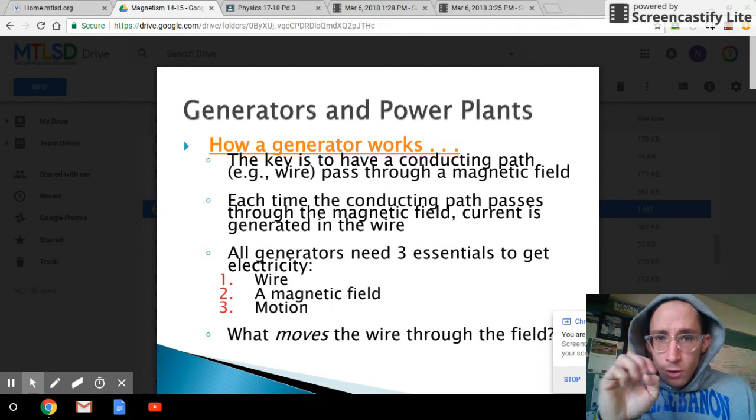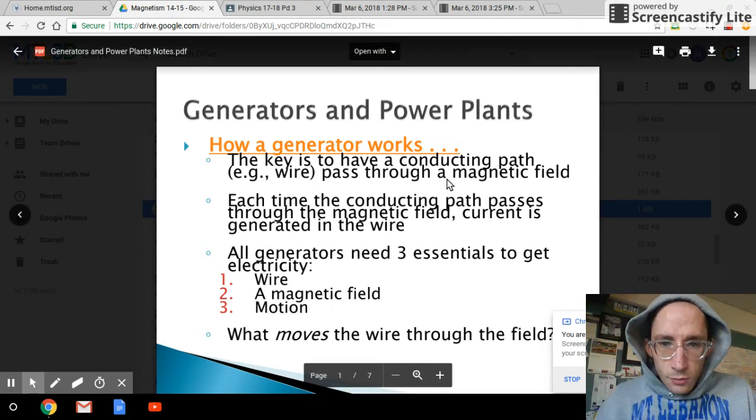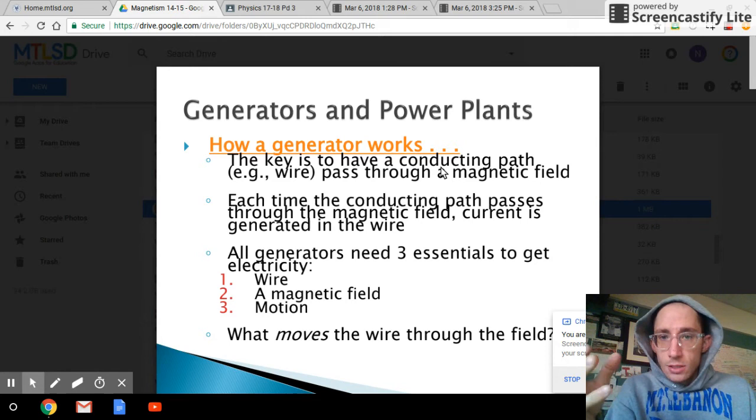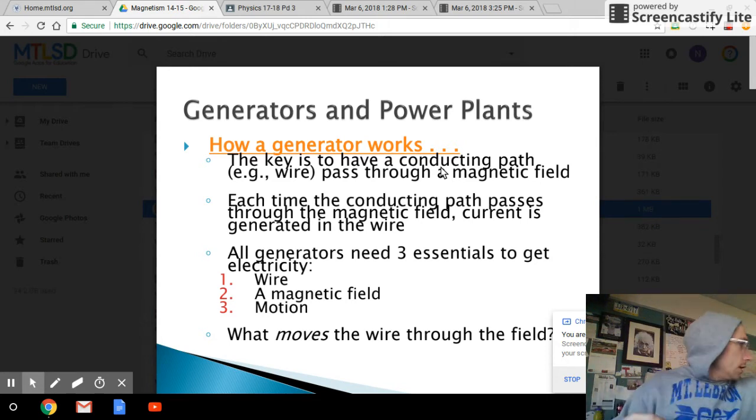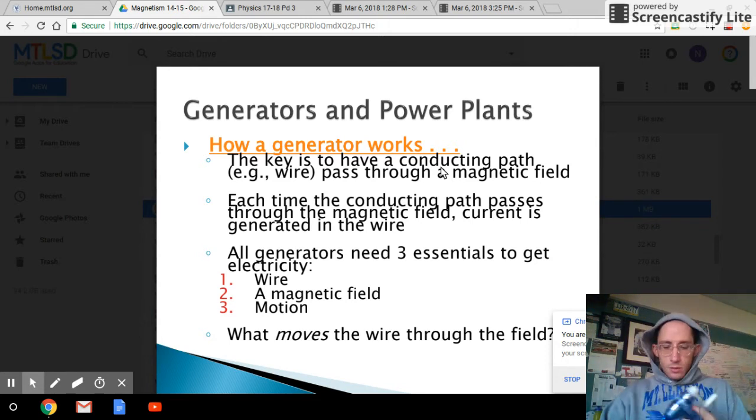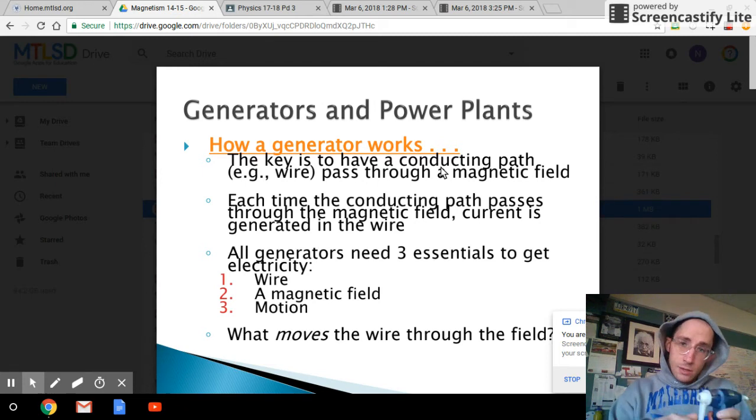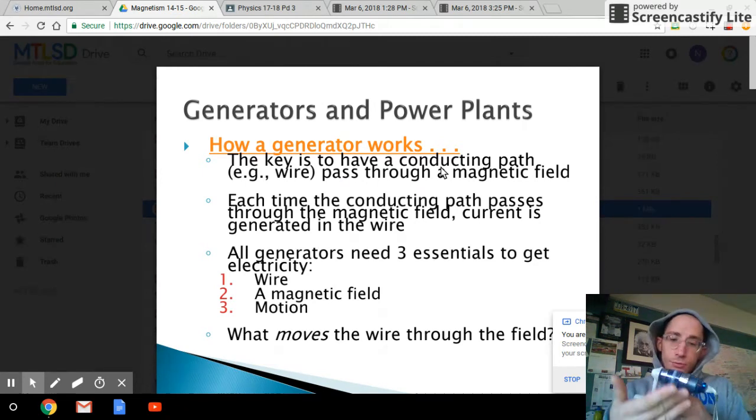This is generators and power. We're going to start with how a generator works, motion into electricity. With the hand generator, motion energy from your hand gets translated through the handle, through the gears.